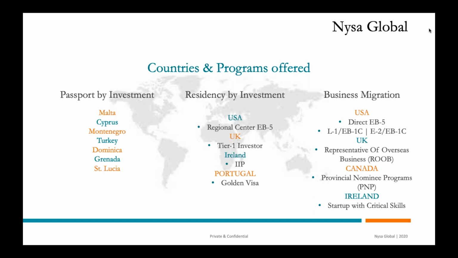The UK under the Tier 1 Investor Visa, which will be presented later today. Ireland under the Irish Investment Program called the IIP, and the Golden Visa Program in Portugal. We also work with business-based migration to the US under the direct EB5 route, the UK through the representative of overseas business route, again part of the feature presentation today. Canada under the Provincial Nominee programs around Canada, and Ireland under the Startup Ireland program. I am going to run this session with a brief introduction of each of these programs other than the UK, which will be a detailed presentation by Paulina.